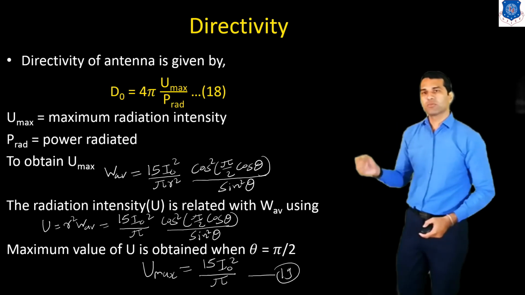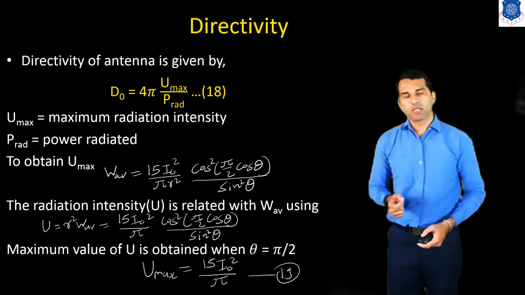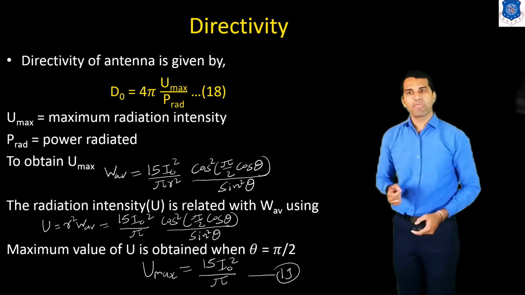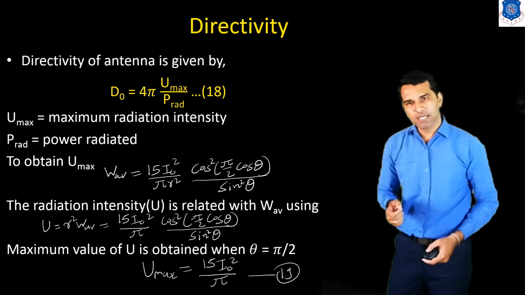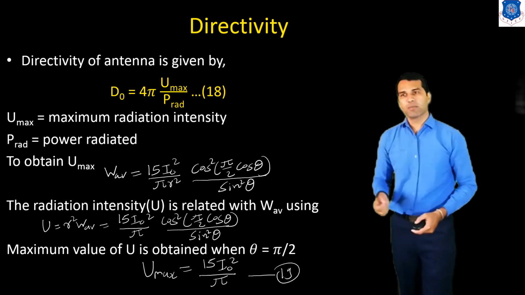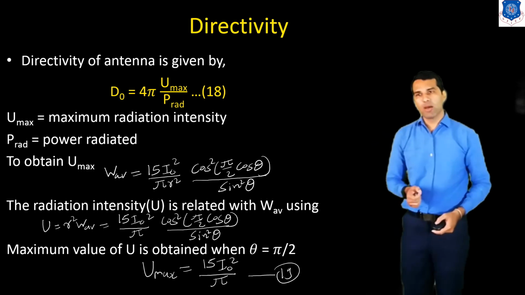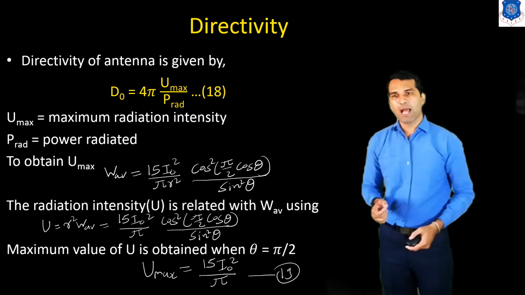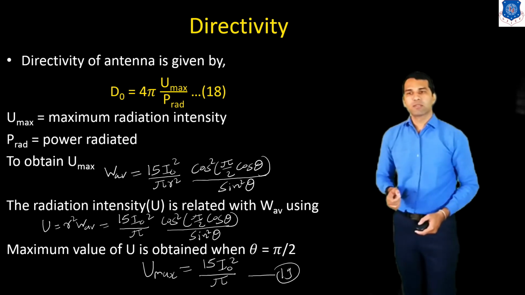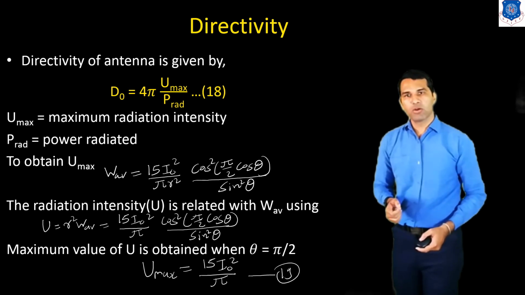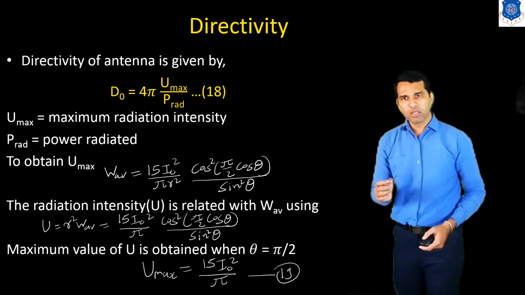Now, lastly, we discuss the directivity for the half wave dipole antenna. We have the general equation for the directivity, D0 is equal to 4 pi U max upon power radiated, where U max is the maximum radiation intensity and the power radiated is the radiated power. First we have to find U max. For that we have W average equal to 50 I0 square upon pi r square, cos square (pi by 2 cos theta) upon sin theta. The radiation intensity is related to W average: U is equal to r square into W average. So we multiply by r square.